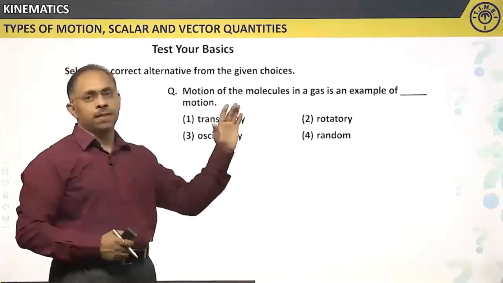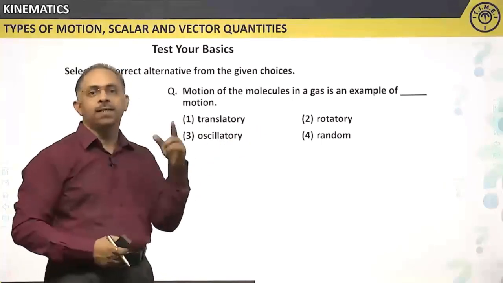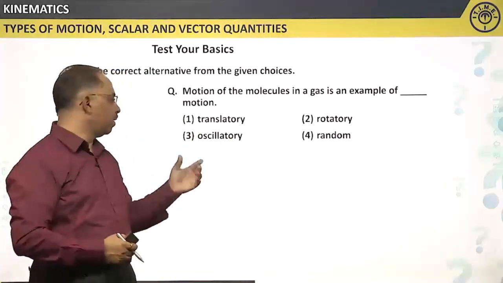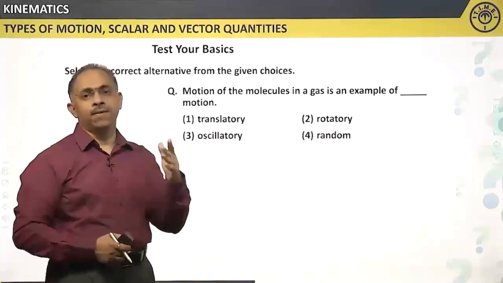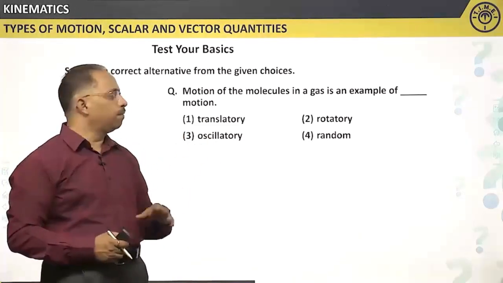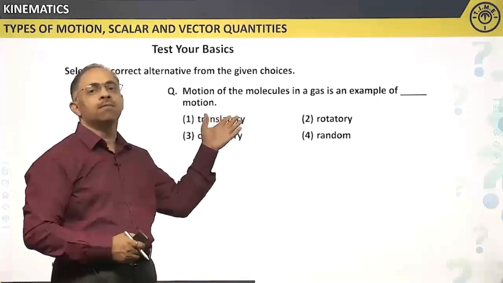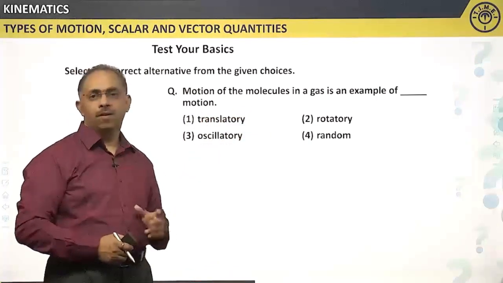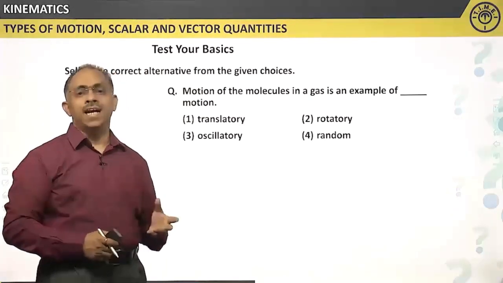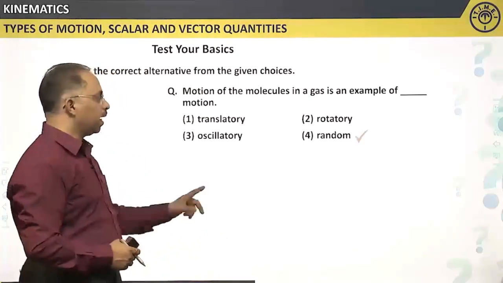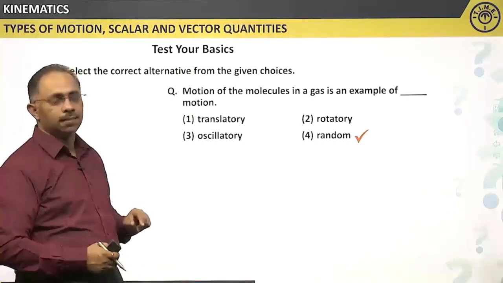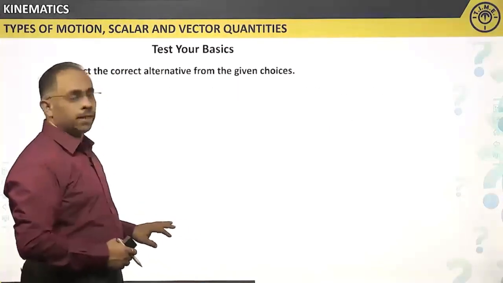Translatory is moving in a particular direction. Rotatory is moving in a circular path. Oscillatory is moving to and fro about a fixed position. So, will we have the motion of the molecules like this? No. They will go in a random direction. So, the answer is the random direction. Is it clear? Let us go on to the next question.